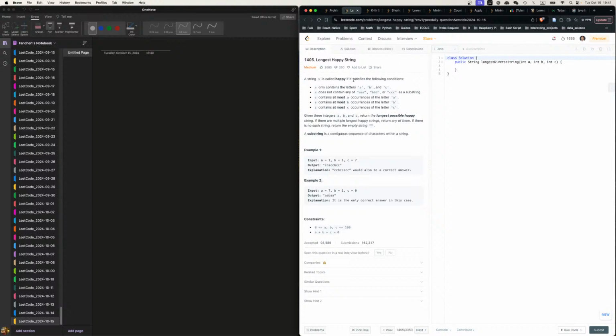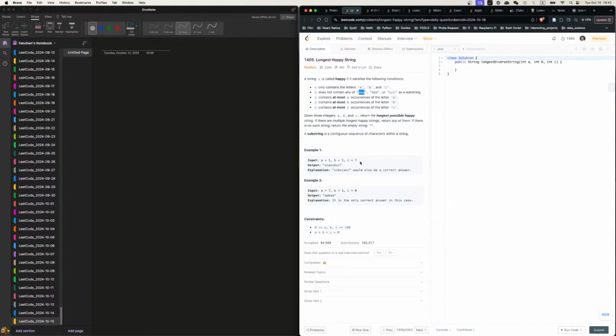A string S is happy if it satisfies the following conditions. It only contains the letters A, B, and C. It does not contain any of these as a substring. It contains at most a occurrences of the letter A, b of B, and c of C. So basically it's going to be a string that contains A, B, C, with at most this number of A, this number of B, this number of C, and now we cannot have triplets of A, B, and C.